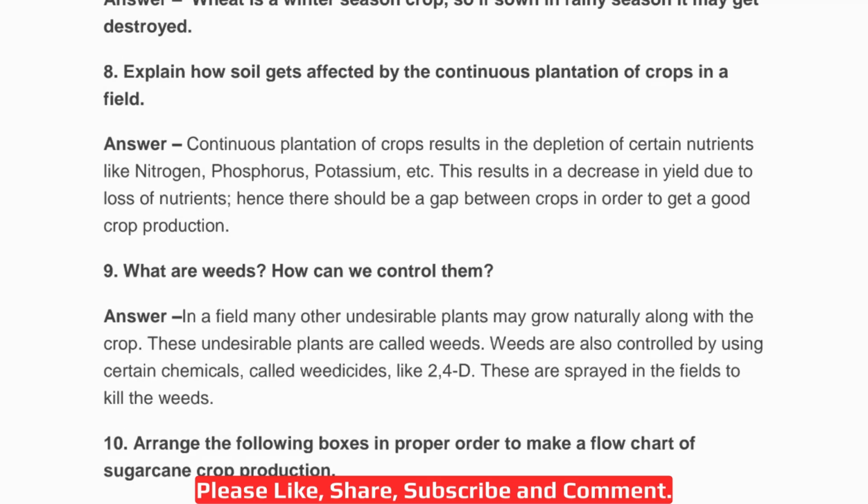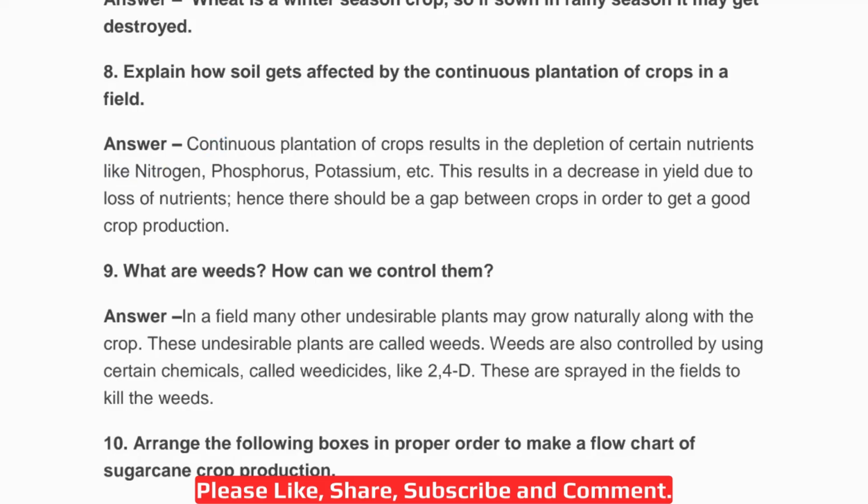Then question 8. Explain how soil gets affected by the continuous plantation of crops in the field. Continuous plantation of crops results in the depletion of certain nutrients like nitrogen, phosphorus, potassium, etc. This results in a decrease in yield due to loss of nutrients. Hence, there should be a gap between crops in order to get good crop production. So, crop rotation should be done.